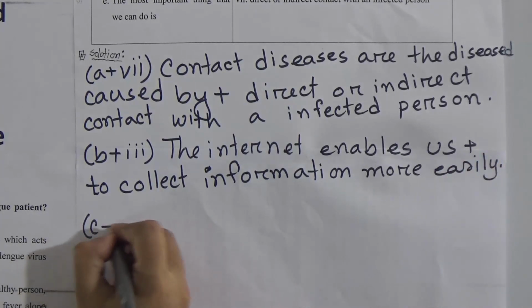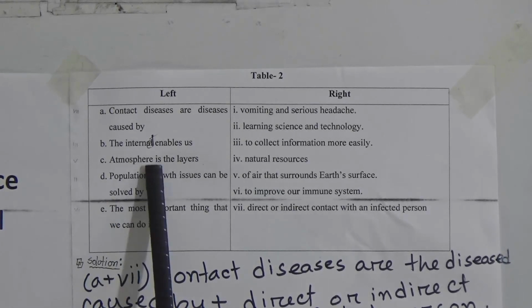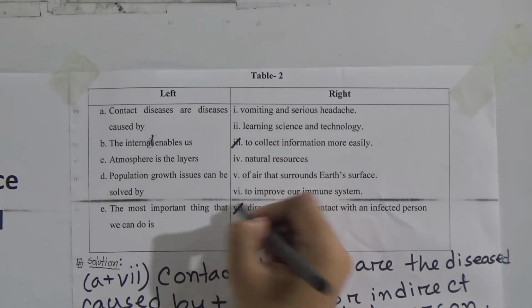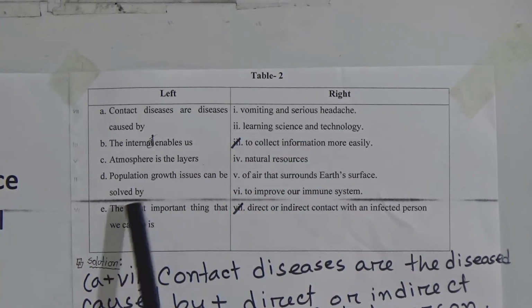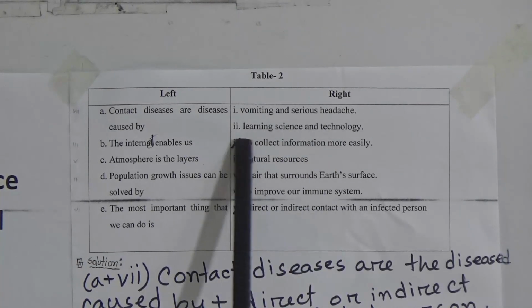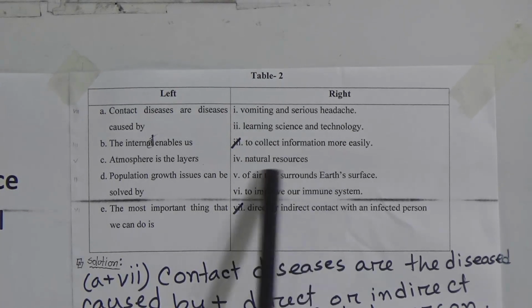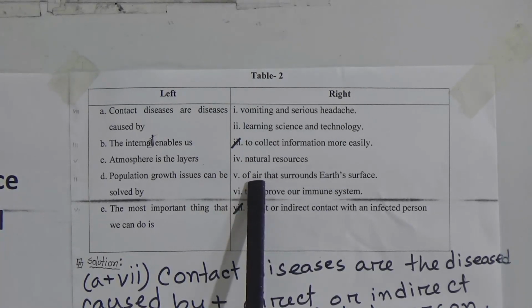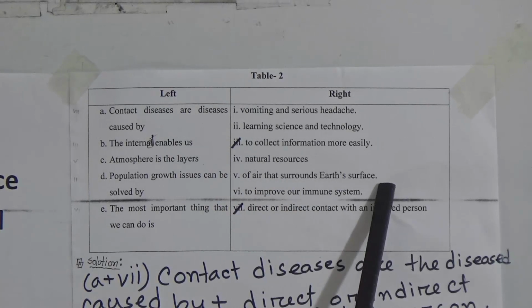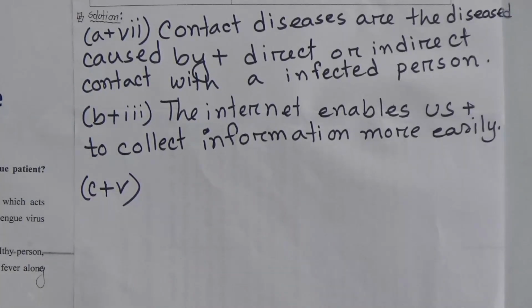Now we will match C with atmosphere is the layer. Dear students, we have matched these two, then vomiting, this is not the correct option. This is also not the correct option. Natural resources, it is not the correct option. Of air that surrounds our surface, dear student, this is the correct option. Then we will write C plus 5.